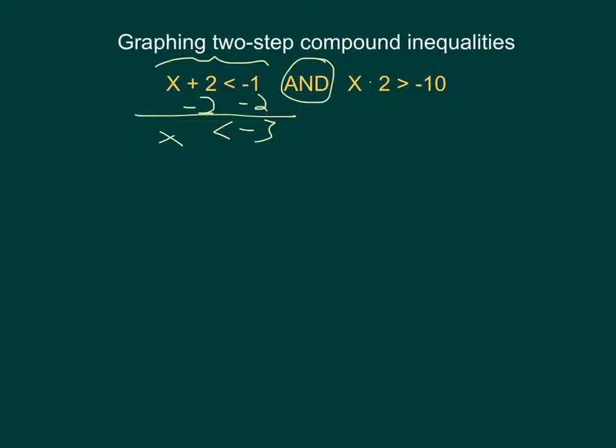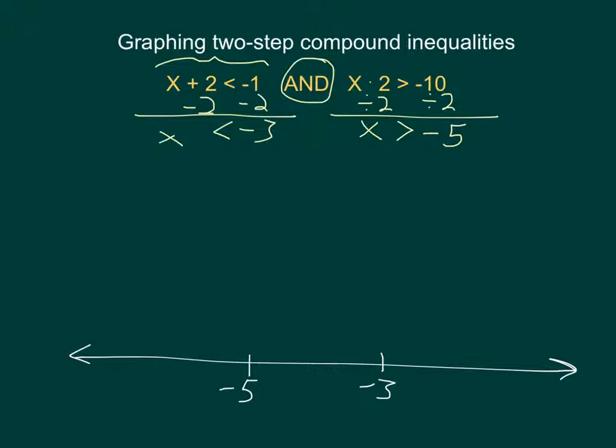This time we have x times 2. The opposite of times 2 is divided by 2. So if we divide both sides by 2, we'll get x is greater than negative 5. Now those are inequalities that we can graph on a number line. I know I'm going to need negative 3 and negative 5, so I'm going to put those down first.